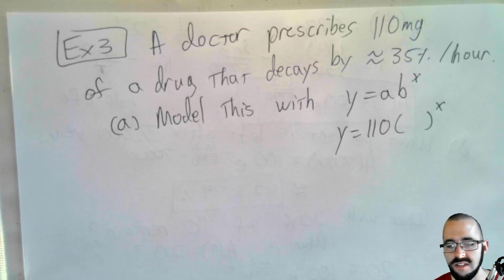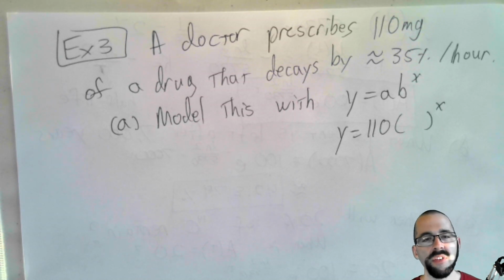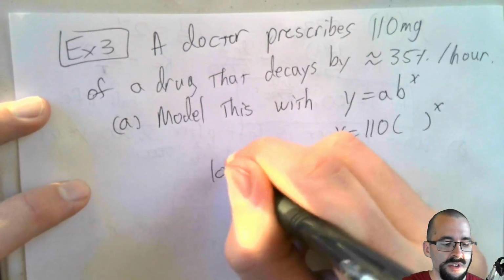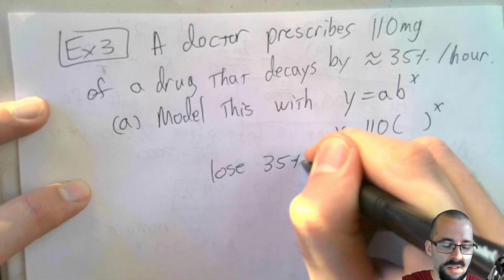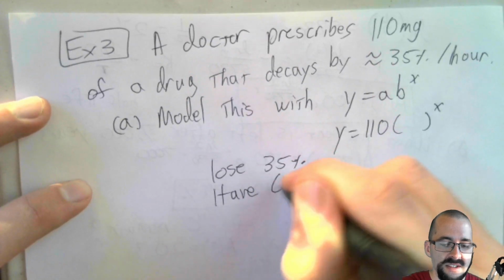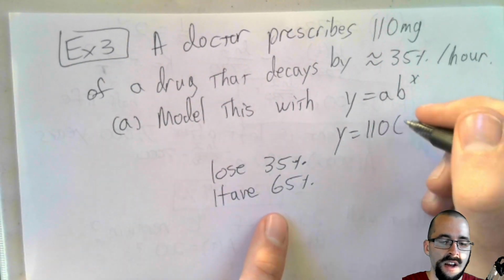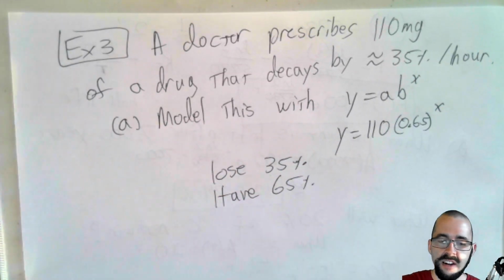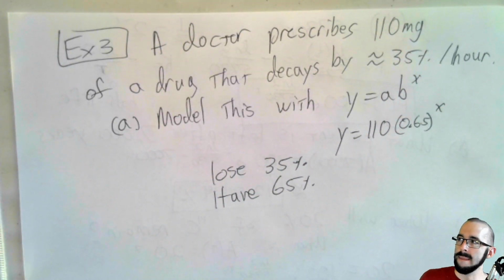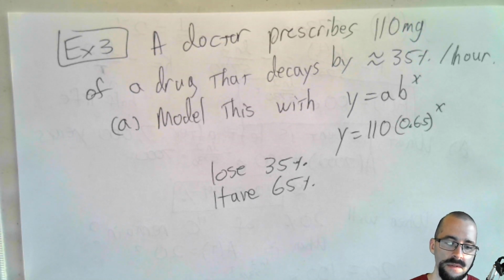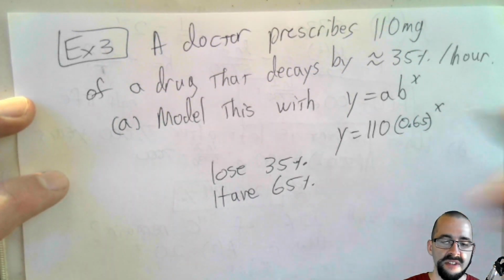It's not 35%, right? If it decays by 35%, then how much do you have? If you lose 35%, that means you have 65%. So this is going to be 0.65 right here, and we can model this way: y equals 110 times 0.65 to the x power.